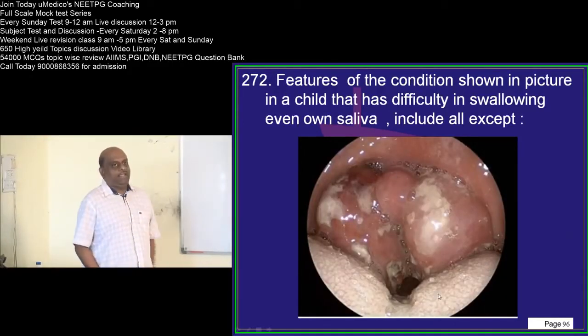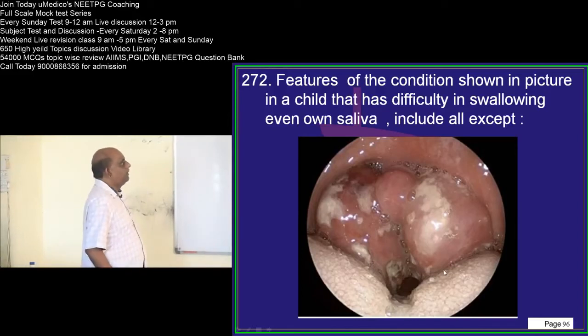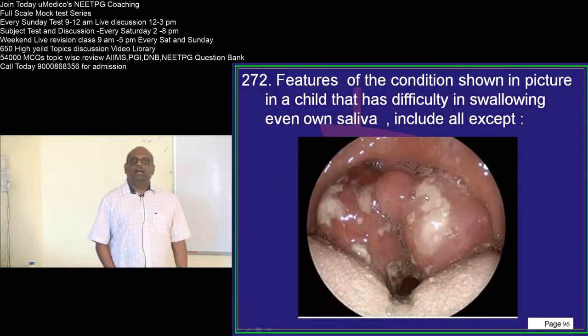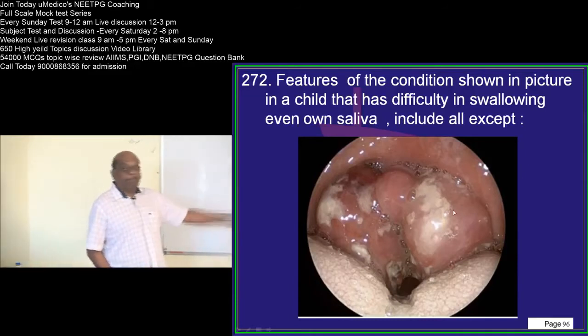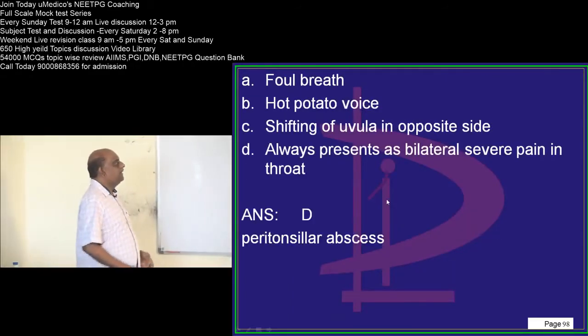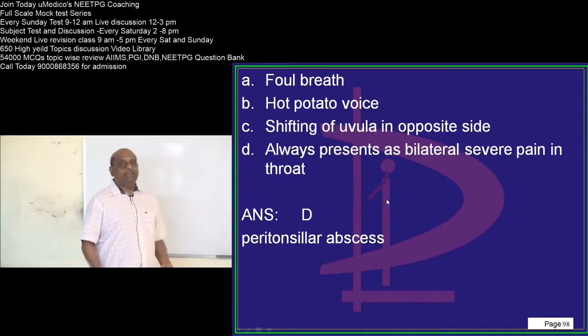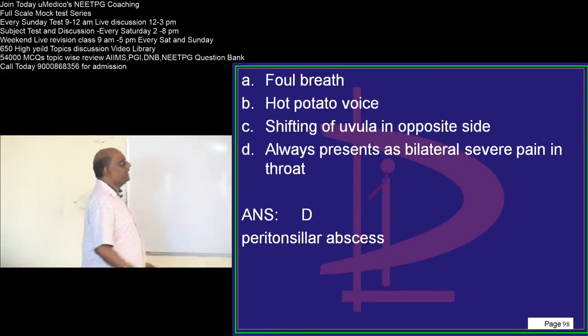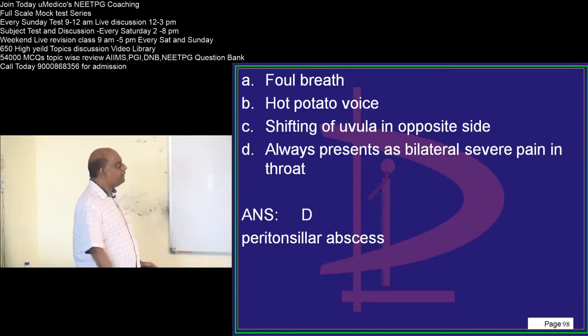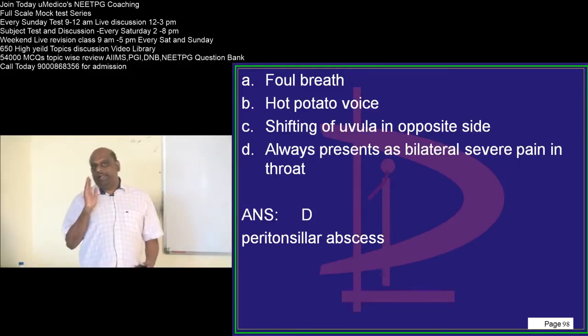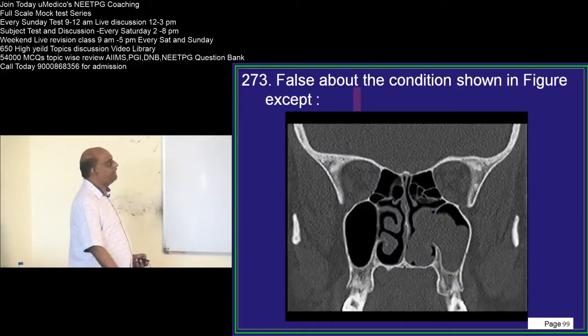Now, with regard to the child who has difficulty in swallowing his own saliva, you are able to see the peritonsillar abscess. So, there will be a foul breath, hot potato voice, shifting of the uvula to the opposite side, and there is unilateral severe pain. So, these are all the features.